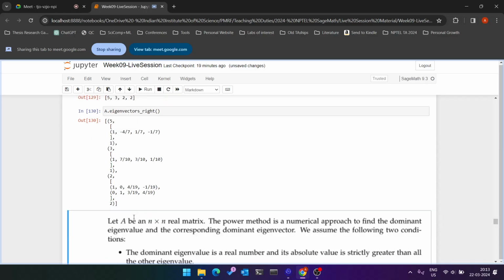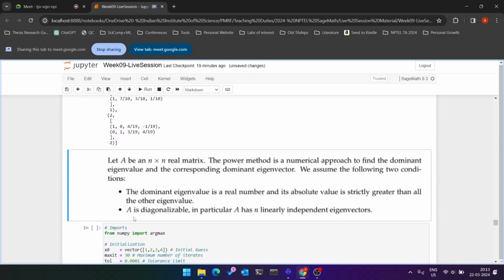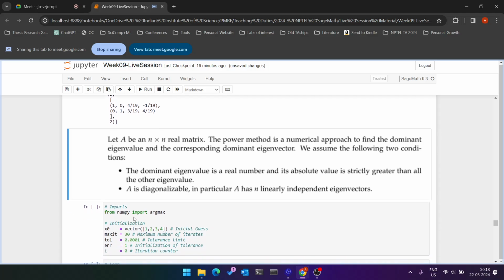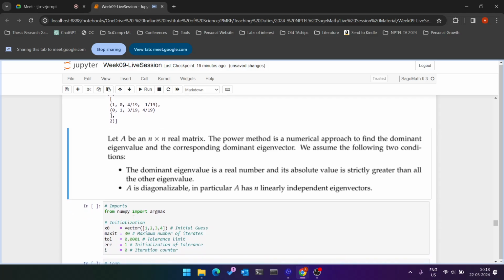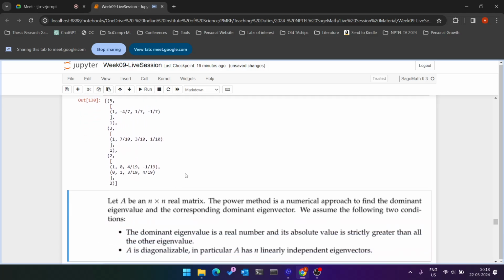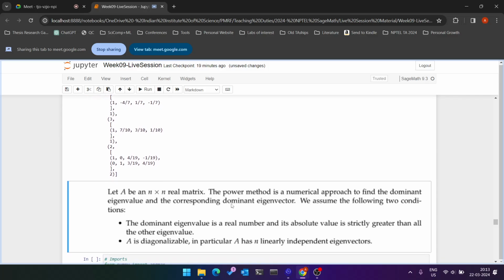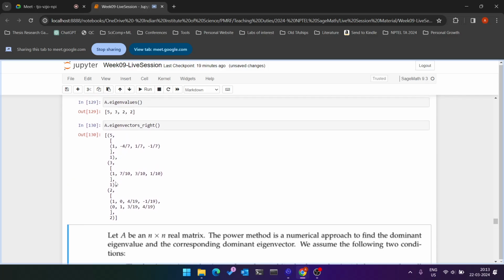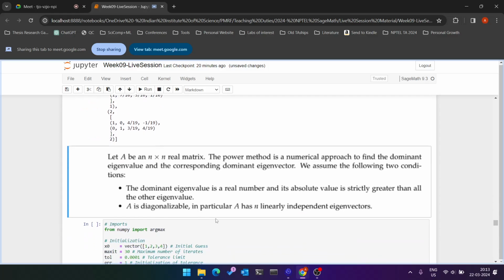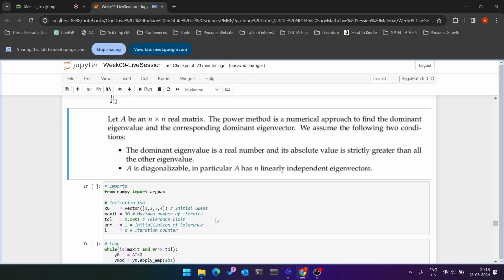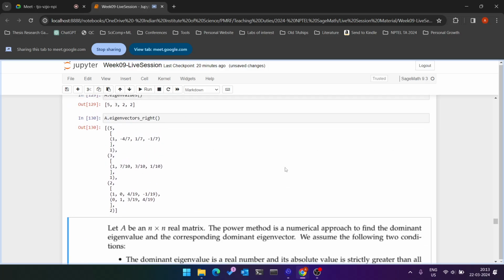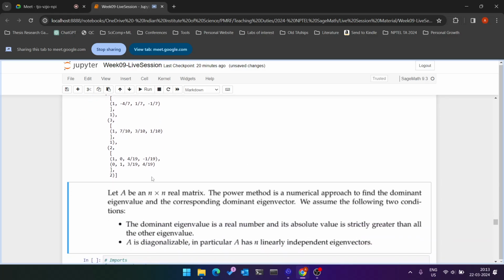So, which means that if we go to our power method theory that we have been taught, we can see that it assumes two conditions. Firstly, that this dominant eigenvalue, which is 5, is real and its absolute value is greater than all the other values. So 5 is greater than 3. Second, A is diagonalizable, or in other words, A has n linearly independent eigenvectors, which is what we see here also.